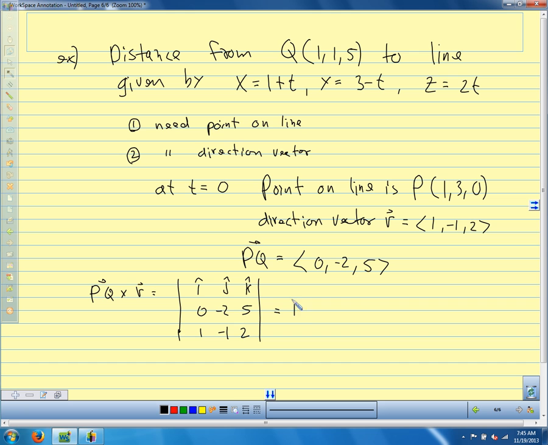Form that cross product. I always do it all in steps. So I get i times negative 4 plus 5. Don't forget this minus sign here, minus j times 0 minus 5, plus k hat times 0 plus 2. This is the place where most people make mistakes when they're doing cross product, some sign error. So my cross product is i plus 5j plus 2k.